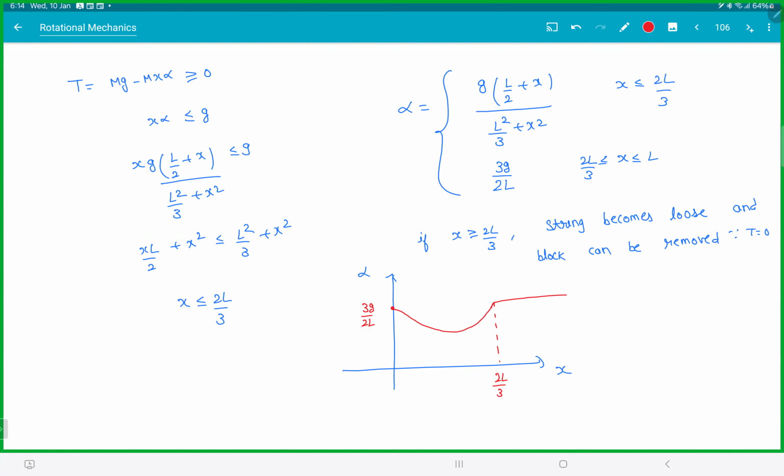Is this clear? So an exam question can be framed like this: find x if the alpha of the rod is independent of x. So once you keep the block more than 2L by 3, it doesn't matter what the mass of the block is or how far you keep the block, alpha becomes independent. Check it out.